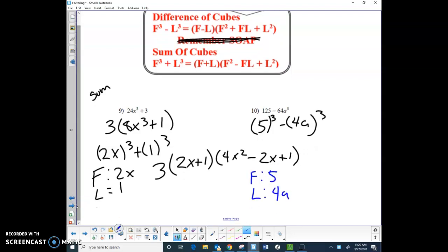All right, so we're looking at difference. This is our difference of cubes formula. Okay, so we're going to take our first, so 5 minus our last, 4a, times our first squared, so 25, plus our first times our last, so 20a, plus our last squared, so we've got 16a squared. And that is the difference of cubes. And that's as simple as that is going to get.